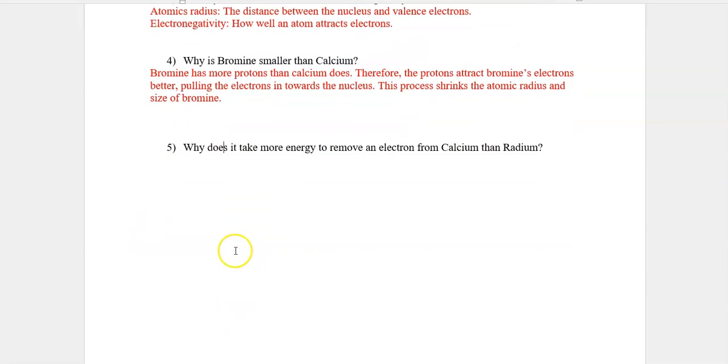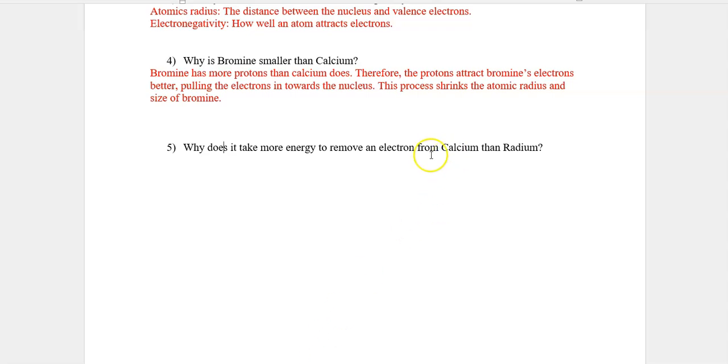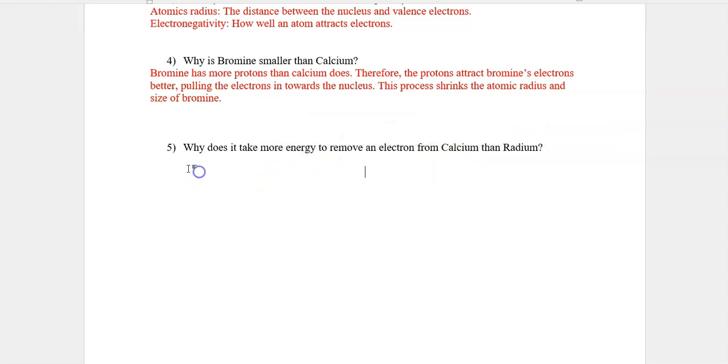Why does it take more energy to remove an electron from calcium than radium? Alright, we already know where calcium is. What about radium? Radium is right there. So they are in the same group. To explain this, we want to think about electron shells, not protons. And if calcium takes more energy, I think that means calcium is stronger. So we're explaining why calcium is better at attracting electrons, essentially.